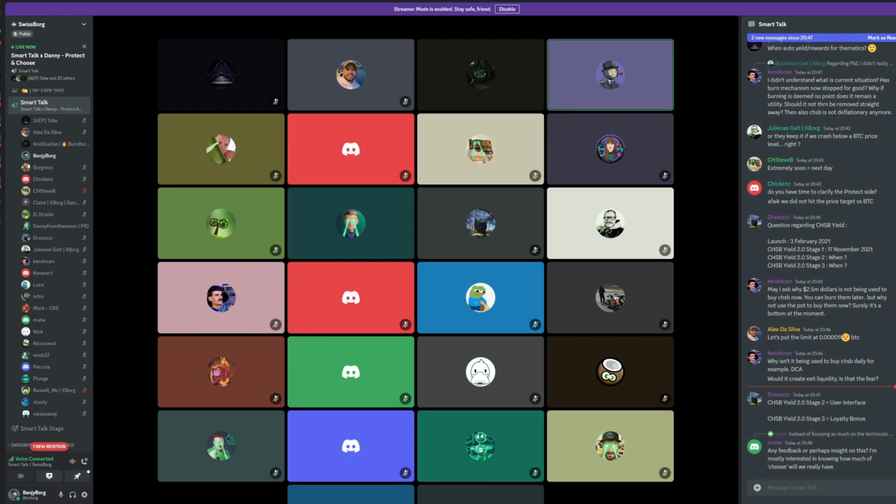That sounds bullish to me. I thought my sound was off, but it's back on. Cool, nice. Yeah, it's because initially it was CHSB yield 2.0 user interface, and then your loyalty bonus. So now it's just a constant improvement, which is what most of the squads are doing, right?